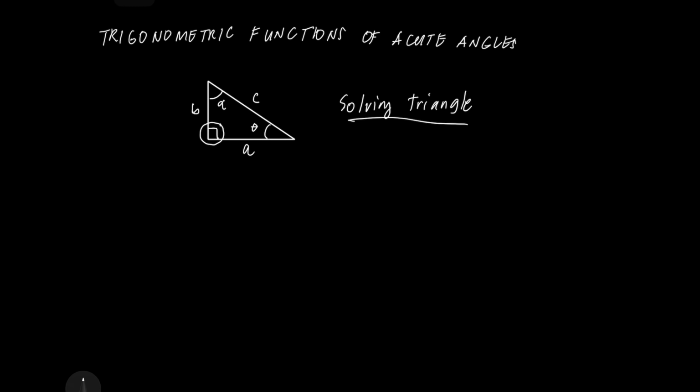Now, solving a triangle can be accomplished by using special trigonometric ratios associated with each acute angle theta. Note that the theta here is less than 90 degrees, and also the alpha here is less than 90 degrees. So they are actually acute angles. Now again, to solve this is to find the ratios that are associated with each acute angle.